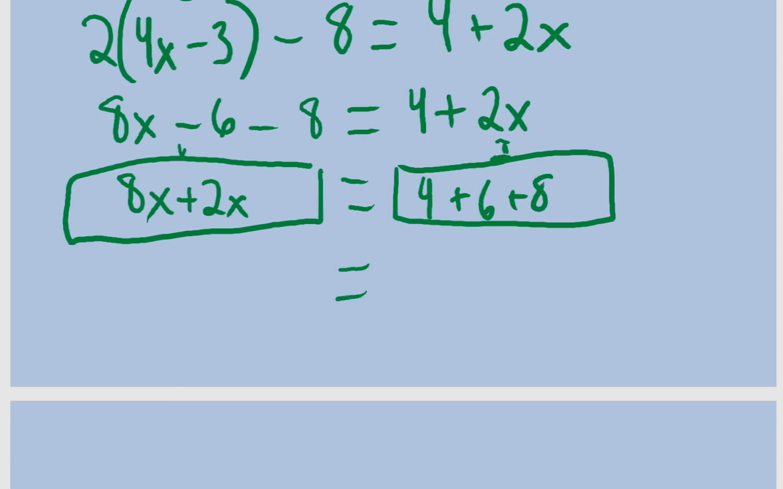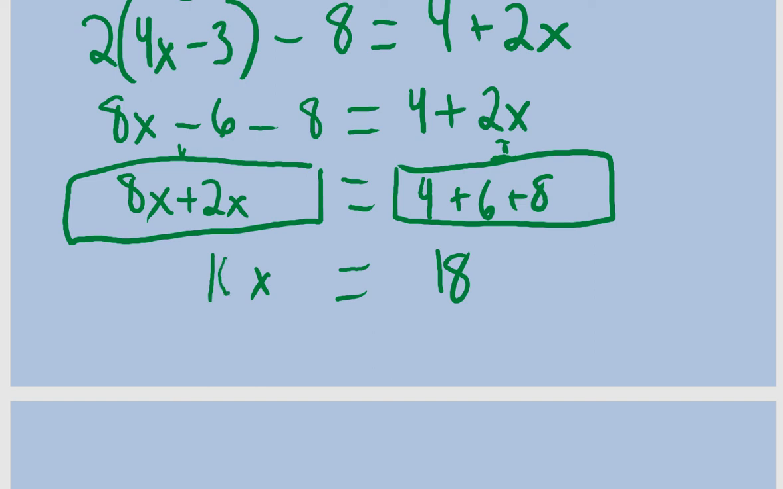And you are going to make that mistake. I guarantee you're going to make that mistake somewhere along the way. And this is what's going to happen. 8x plus 2x is going to give you 10x. 4 plus 6 is 10. 10 plus 8 gives me 18. And now I say, which number multiplied by 10 would give me 18?